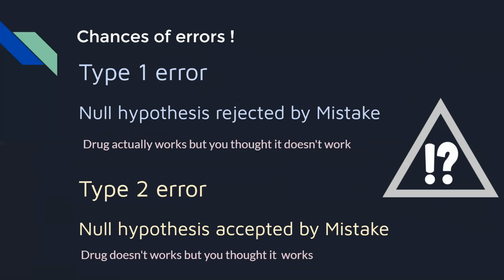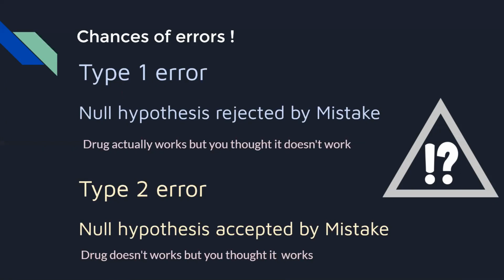so now let's see how and when we may commit error while inferring the result. There are two types of error known. Type 1 error, that is false positive, and type 2 error, that is false negative. Type 1 error is one where you reject the null hypothesis by mistake, whereas type 2 error is one where you reject the alternative hypothesis by mistake, or you accept the null hypothesis by mistake.